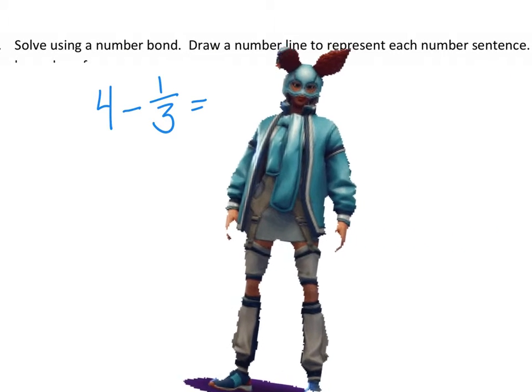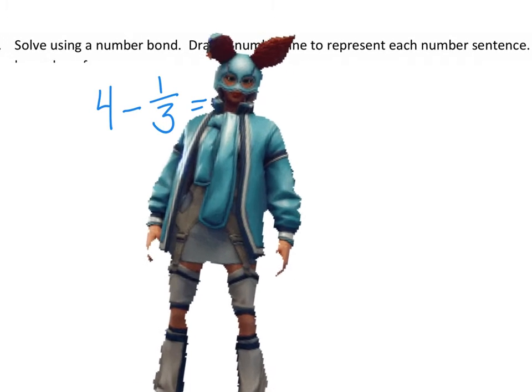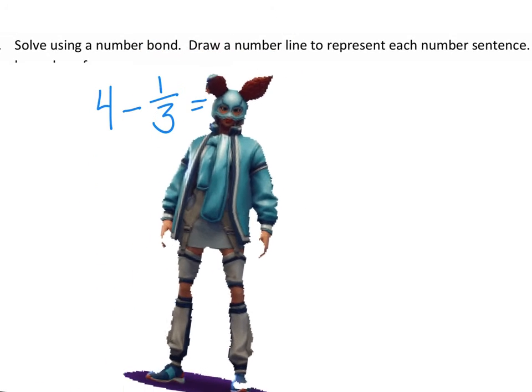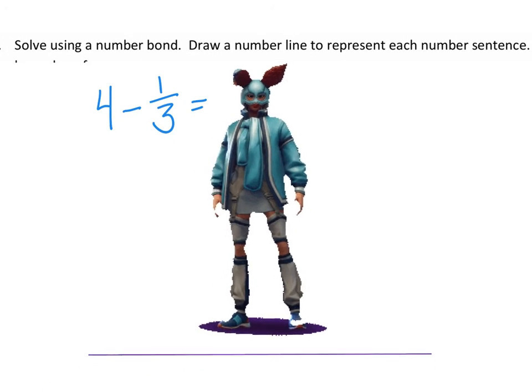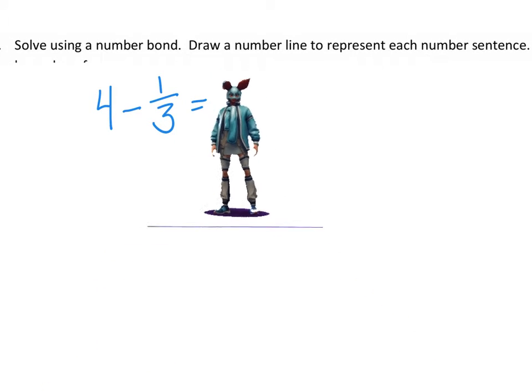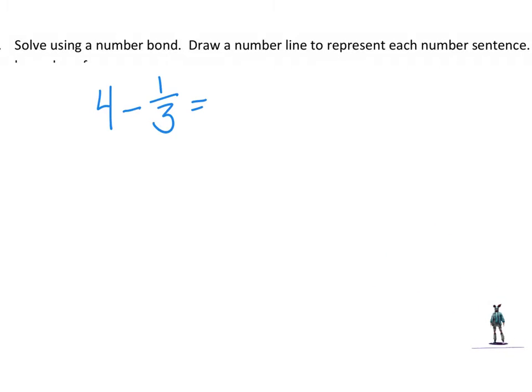I know. Is she kidding me? She wants us to use a number bond and a number line for this problem? Oh boy. Alright, guys, keep doing your best. Don't give up. Yes, my bunny Fortnite friend, we have to solve this with a number bond and a number line.